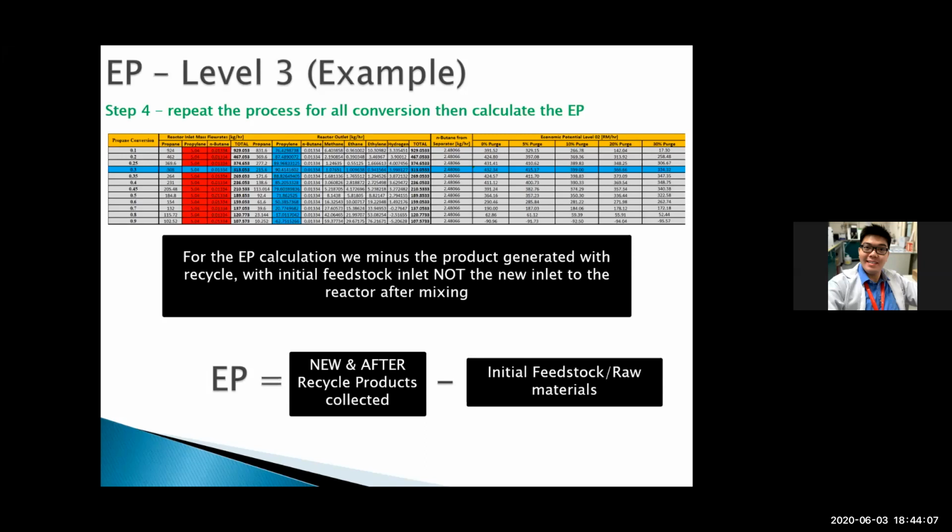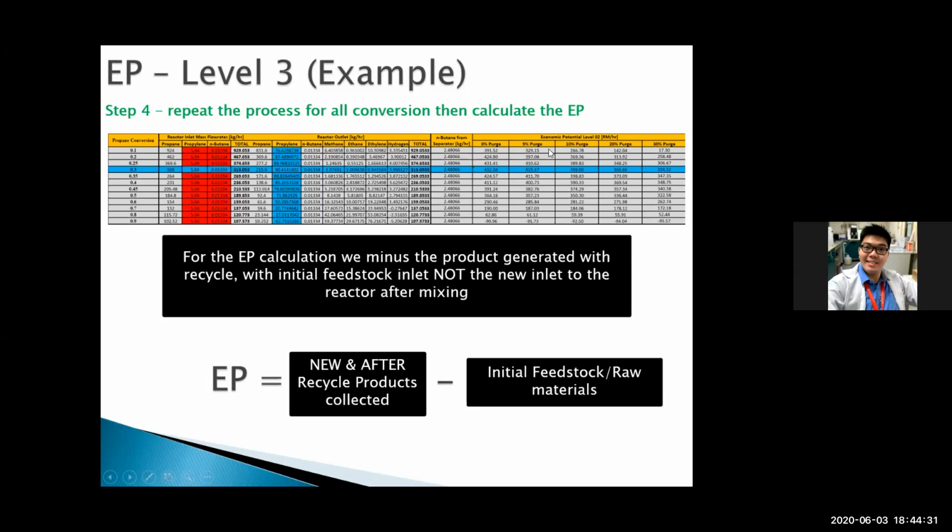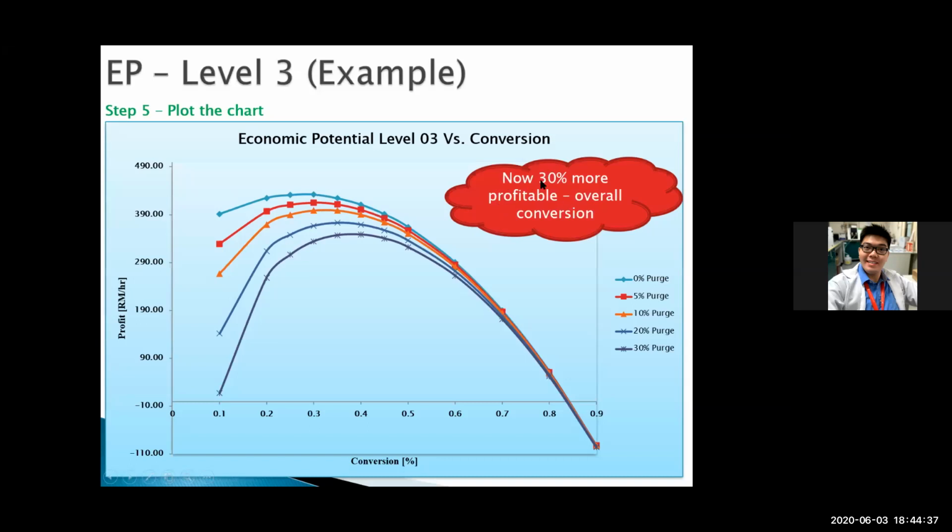So by doing that, again, you plot your profit versus conversion. It should give you a parabolic curve. Now from here, apparently the 30% is more profitable compared to the 50% that we get from the EP level 2. So here for the EP level 3, you have 30%. So there's a difference between EP level 2 and EP level 3. Level 2, you are more profitable at 50%, but for EP level 3, you are more profitable at 30%.